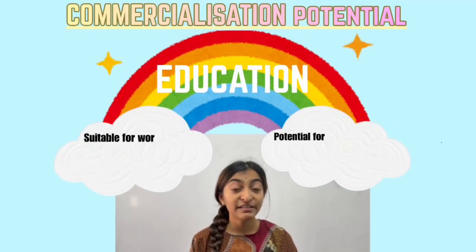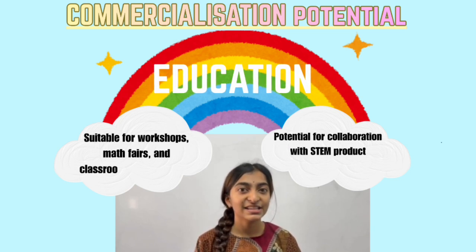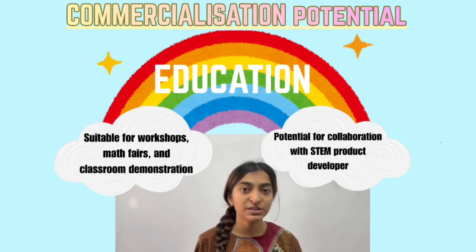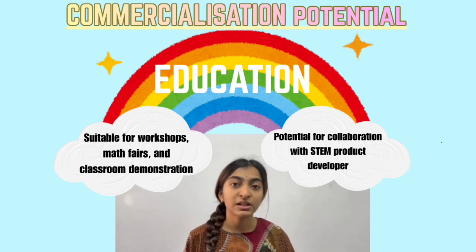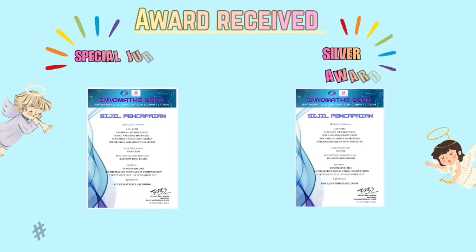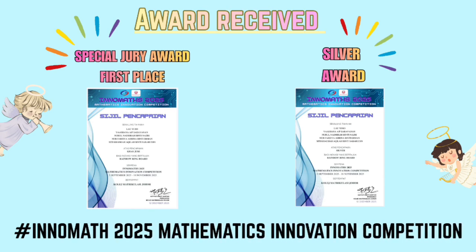Our rainbow ring creation has a lot of commercialization potential and it is suitable to be used at workshops, math fairs, and classroom demonstration for education. It also has a lot of potential in collaboration with STEM product developers. For our rainbow ring creation, we have received the Silver Award and the first place for the Special Jury Award from the InnoMath competition, which was organized by Johor Matriculation College.